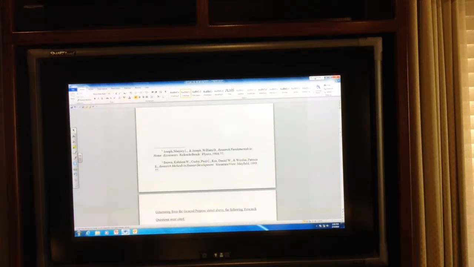When she moved on to the purpose statement, she took that same statement and said, the purpose of the study is to determine whether or not the home economics, family, and consumer science discipline can offer its services to help alleviate some of the tensions caused by immigration. Restatement of the problem, then the introduction of the research question. Generating from the general purpose statement above, the following research statements or questions were cited.